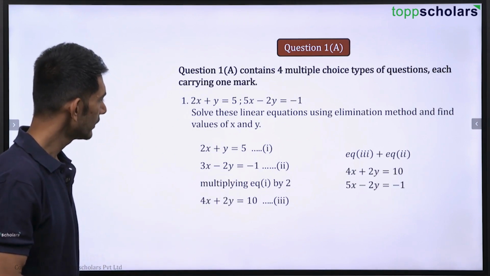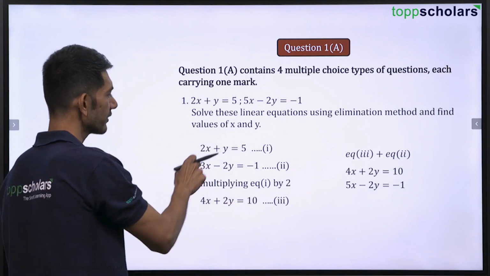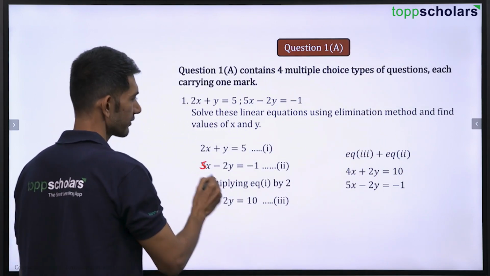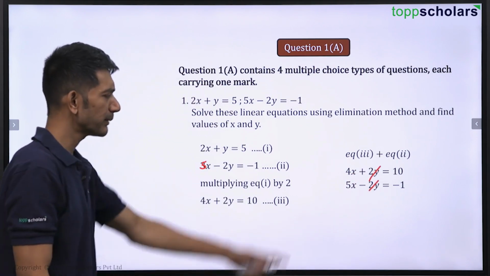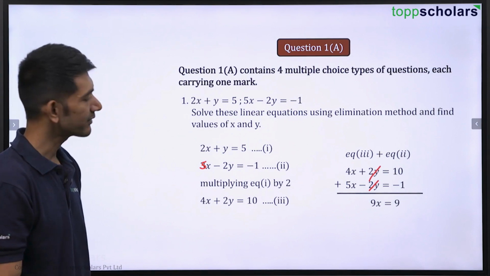Let us do that. So once you add equation 3 and equation 2, by the way this is 5x. So let me change this to 5x. Okay, and then this gets cancelled, and 4x plus 5x is 9x, 9x is equal to 9, and then you're going to get the value of x as 1, right?